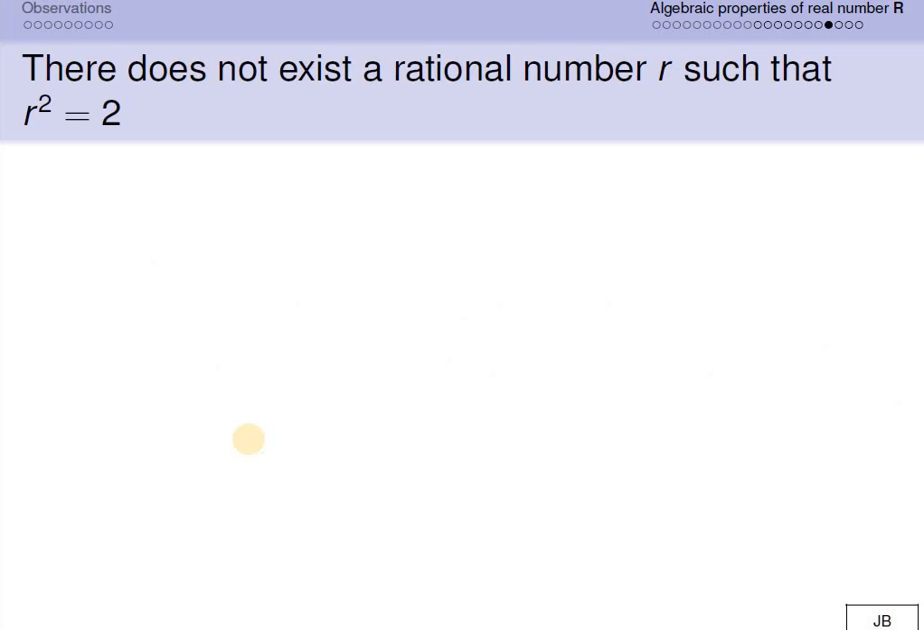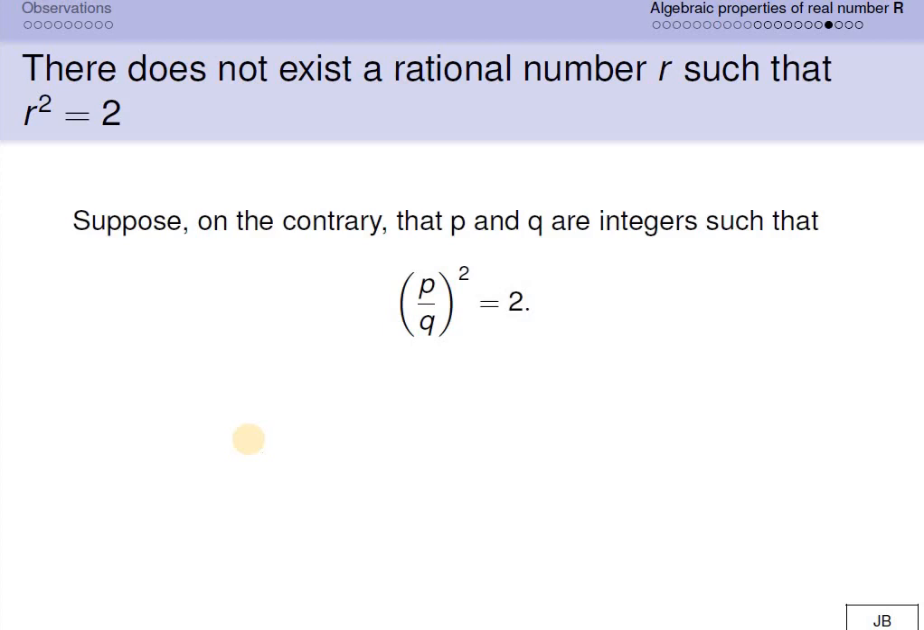So we want to prove that there is no rational number whose square is equal to 2. So we start with this. Suppose that there is a rational number whose square is 2.